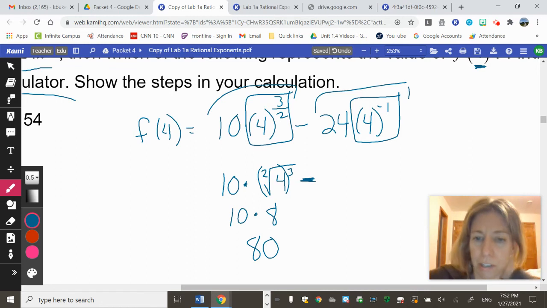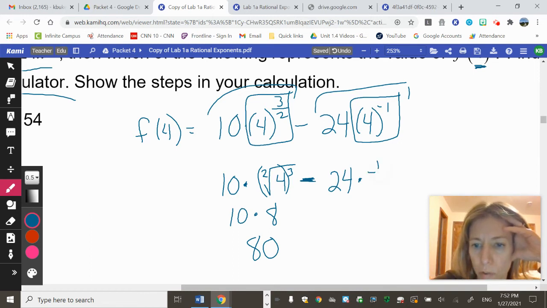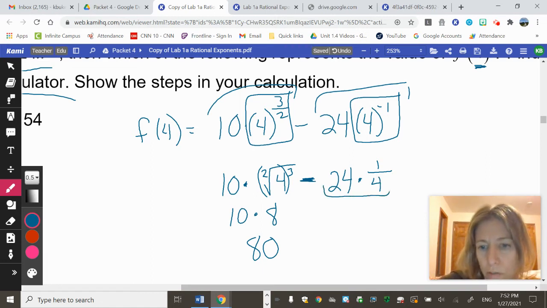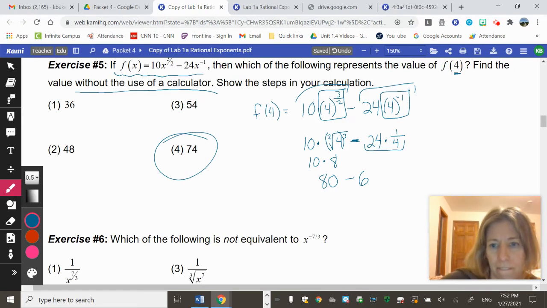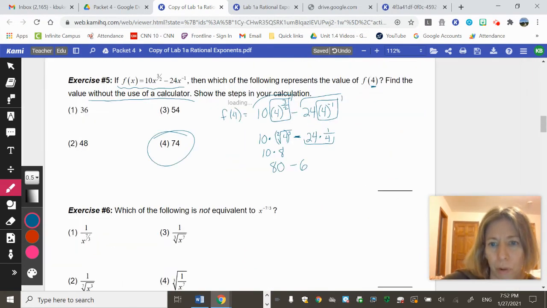So that's okay. All right, on this side, it's going to be 24. And 4 to the negative 1, okay, I don't have to change this to a root, right? Because 4 to the negative 1 just means 1 over 4 to the positive 1, which is just 1/4. And then 1/4 of 24 is the same thing as 24 divided by 4. So that's just 6, and we get 80 minus 6, which is 74. All right. And again, once you substitute the 4, you could just type all this into the calculator. Since it's all numeric, it's going to give you the same answer, but you should be showing some work.